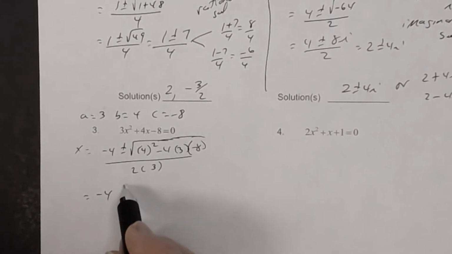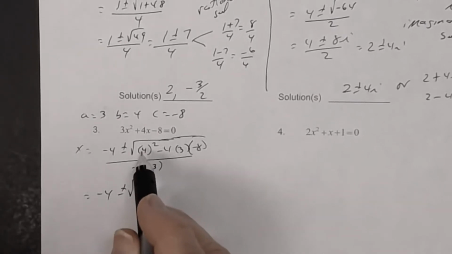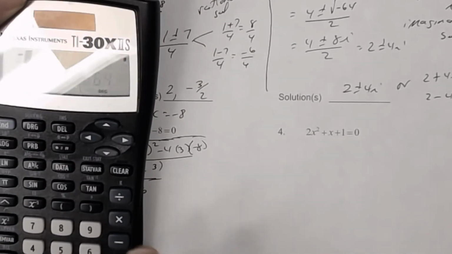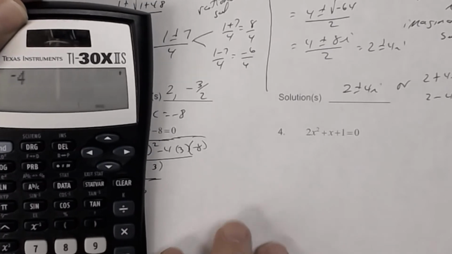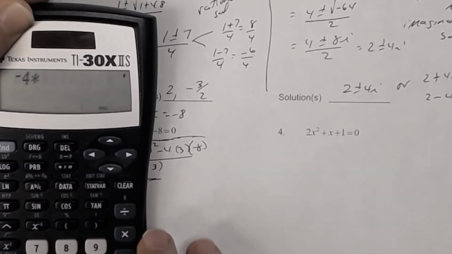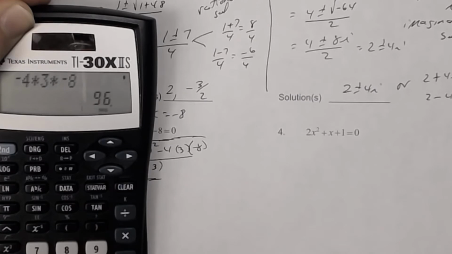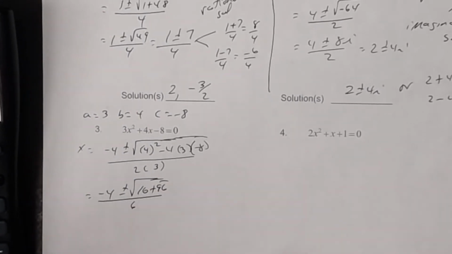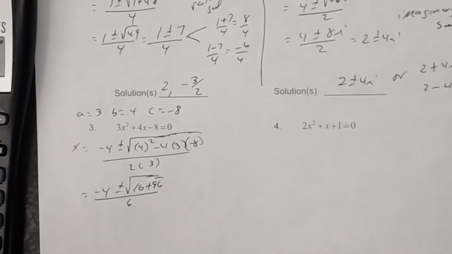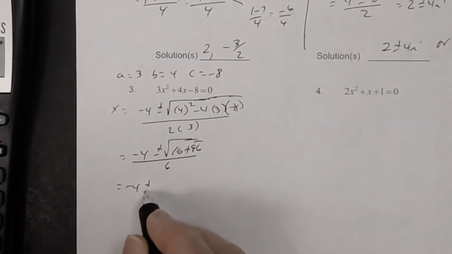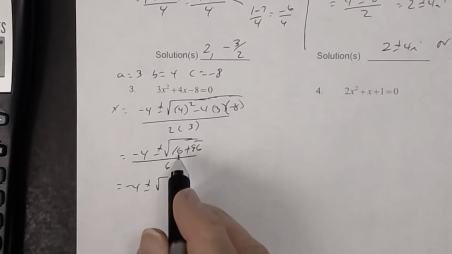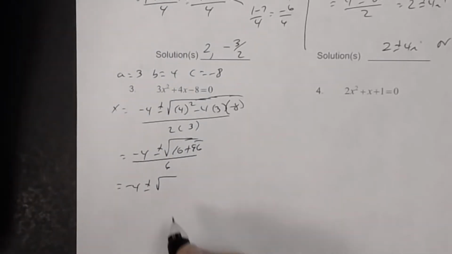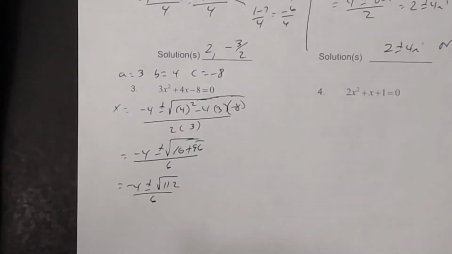So I got negative 4 plus or minus the square root of 4 squared, 16. Now a negative 4, use your calculator if you need to, a negative 4 times 3 times a negative 8 is a positive 96. That's 16 plus 96, all divided by 6, right? So then I get negative 4 plus or minus the square root of, simplifying the radicand, 16 plus 96 gives me 112, all divided by 6. All right, so that's where I'm at.